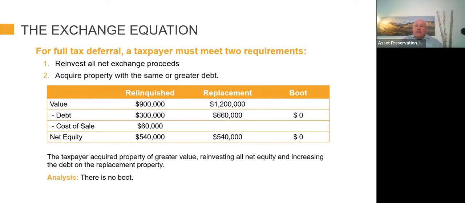You reinvest all of the net equity. So this is an example of 100% tax deferral. No taxes are owed at all. So there's no what we call taxable boot.